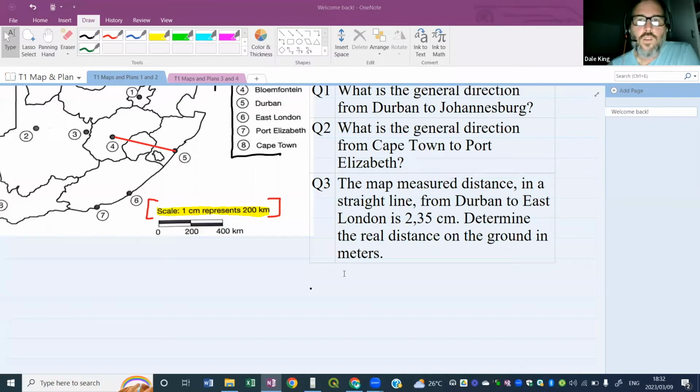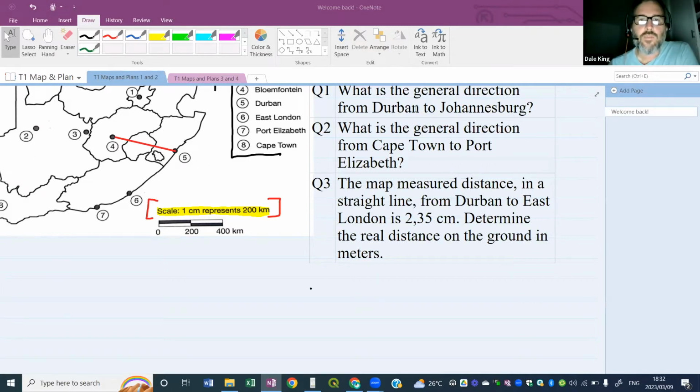I've measured the distance for you, so you don't have to. I'm telling you that the measured distance is 2,35 centimeters. In the exam, you will measure with a ruler, but I'm telling you in the question that the map measured distance is 2,35. So I've done it for you. You just have to do the calculation. You don't have to measure anything. Sure, Pabalo, that's huge. Oh my gosh. That's a big number.